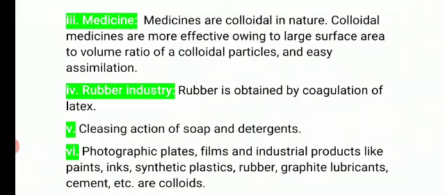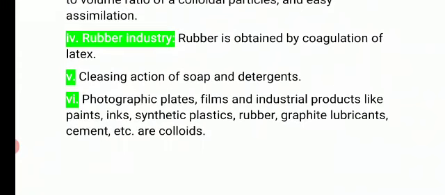Next one is the cleansing action of soap and detergent. See, soap and detergent form micelles, and that actually forms a colloidal suspension, or colloidal dispersion. So the cleansing action of soap and detergent works on the basis of colloidal dispersion. And the next one is photographic plates, film, industrial products like paint, ink, synthetic plastic, rubber, graphite lubricants, cements. These are all colloidal particles actually.